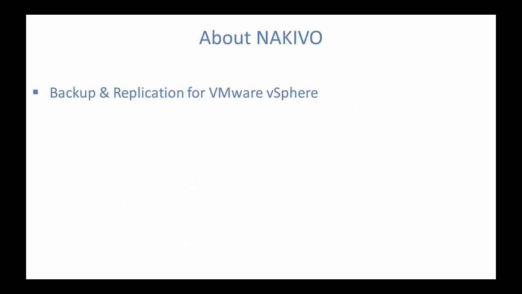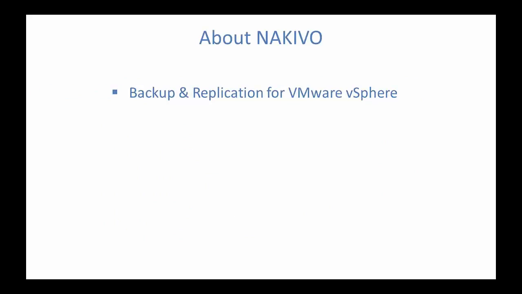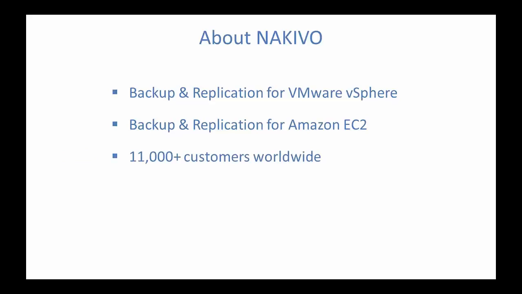Information about NAKIVO. Well, we provide backup and replication for VMware vSphere, and we have recently added backup and replication functionality for AWS EC2. Now you can not only protect your private cloud, but you can also protect your workloads in the public cloud in Amazon. We have more than 11,000 customers, more than 1,100 partners, and more than 100 cloud providers.